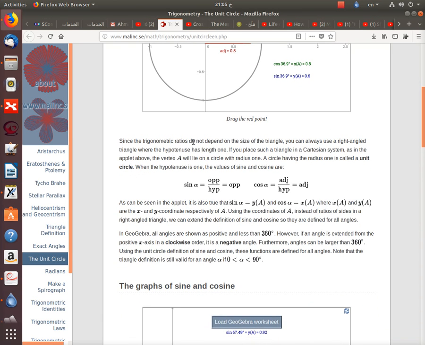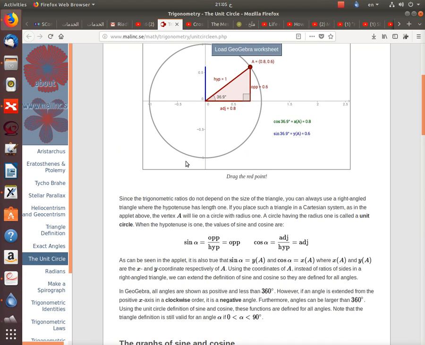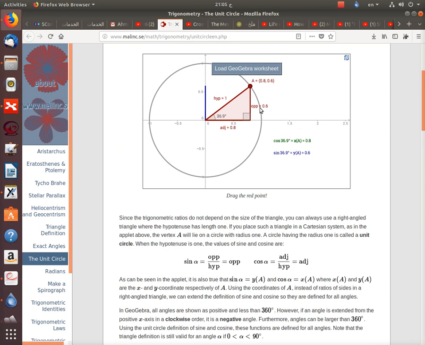Since the trigonometric ratios do not depend on the size of the triangle, you can always use the right angle triangle where the hypotenuse has the length 1. If you place such a triangle on a Cartesian system as in the applet above, the vertex A, where is the vertex A? Okay, so this is the vertex A, will lie on a circle with radius 1. A circle having the radius 1 is called a unit circle.